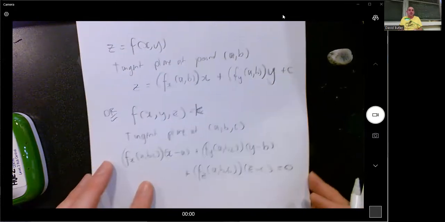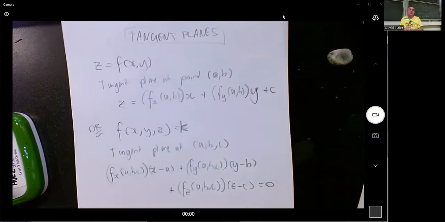So these are two different ways of making a tangent plane, and you can choose which one you've got based on the situation you're in.